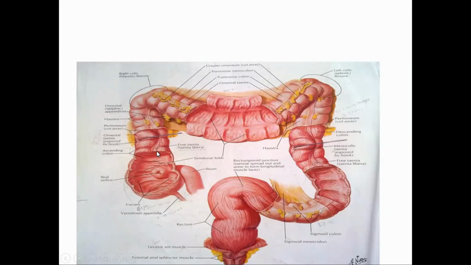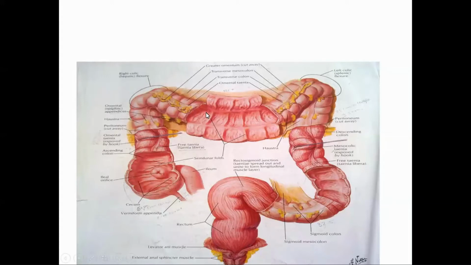In the cecum, ascending colon, descending colon, and in the case of the sigmoid colon, the Taenia libera lies anteriorly. Taenia mesocolica lies posteromedially. Taenia omentalis lies posterolaterally.